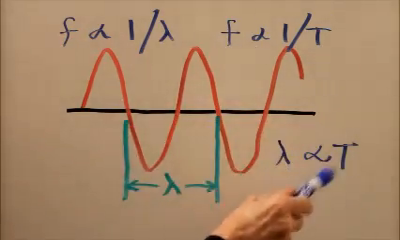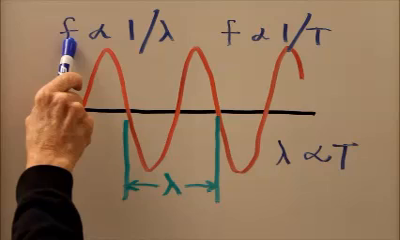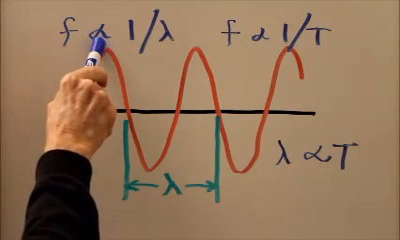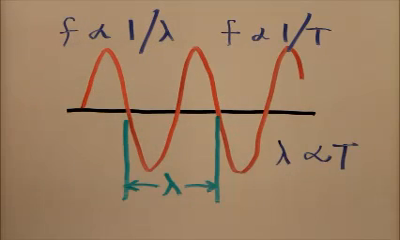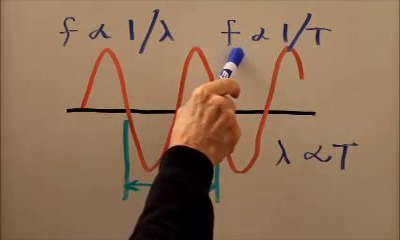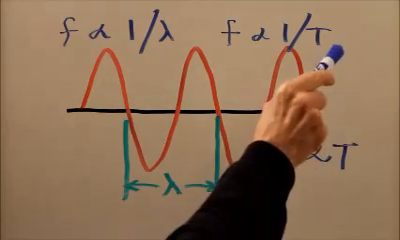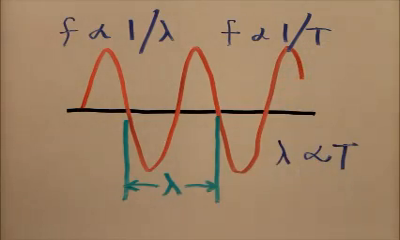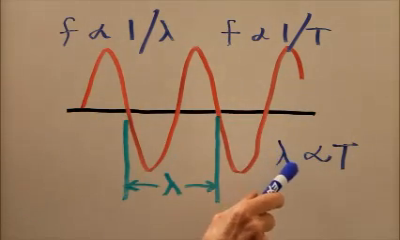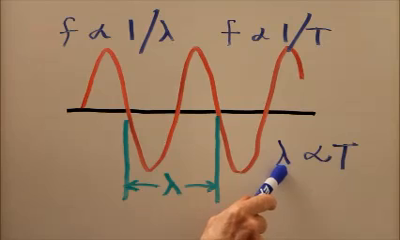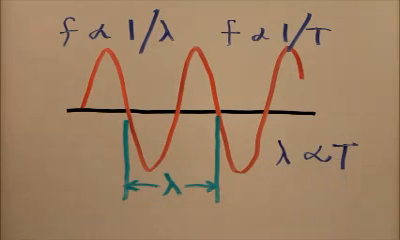Here are our relations. The frequency in hertz is proportional to the inverse of the wavelength in meters. The frequency in hertz is proportional to the inverse of the period in seconds. So therefore, the wavelength in meters is directly proportional to the period in seconds.